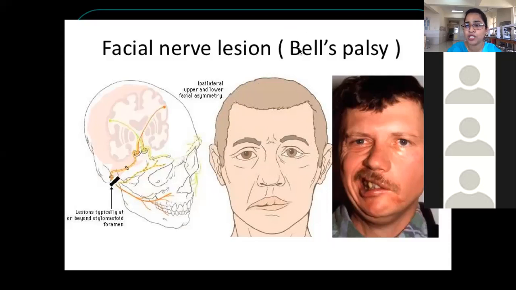Bell's palsy. Bell is the surgeon who gave the name to this paralysis. He identified the root cause of this paralysis. That's why we name this facial nerve lesion as Bell's palsy.